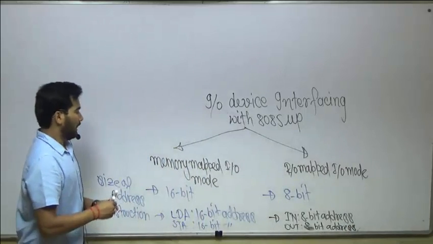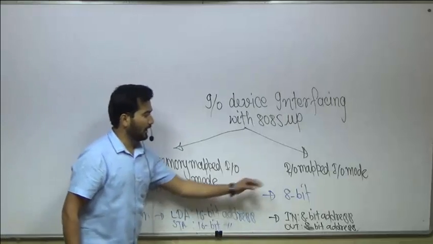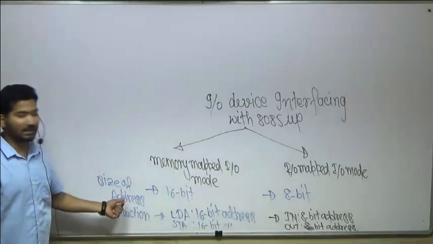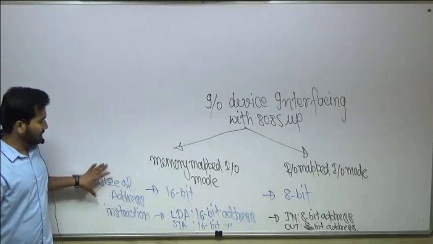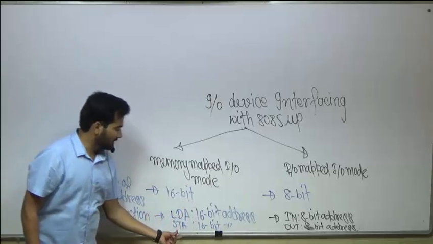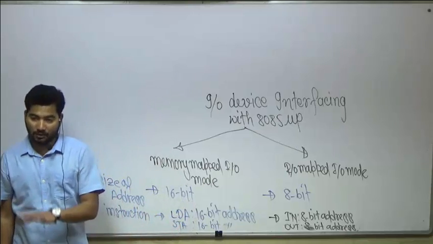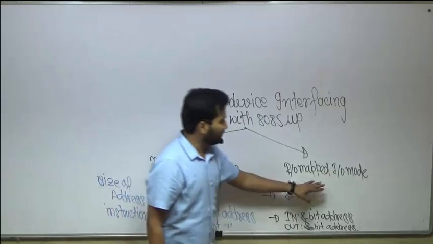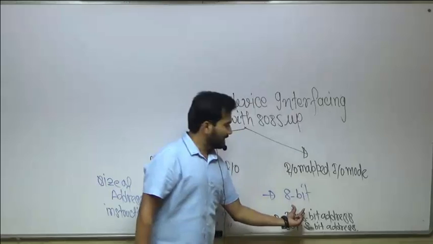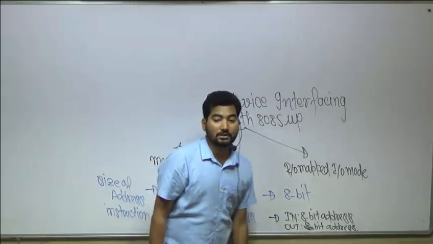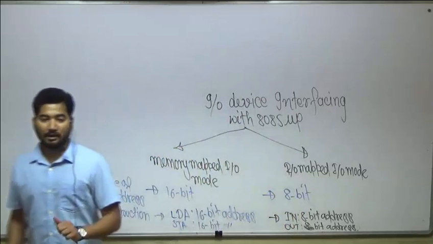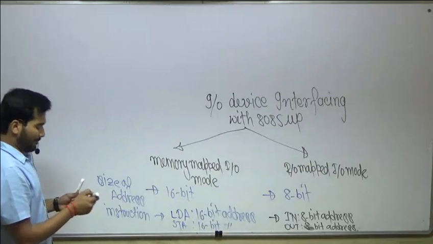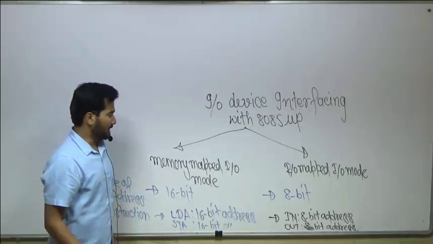So out of these two modes, we can use any mode to connect the input-output device. If we use memory mapped IO mode, then the address would be 16-bit, and the instructions we can use are load accumulator 16-bit address and store accumulator 16-bit address. But if we use IO mapped IO mode, an 8-bit address is there, and the instructions used would be IN 8-bit address and OUT 8-bit address.